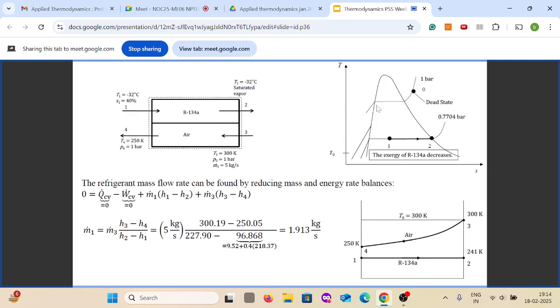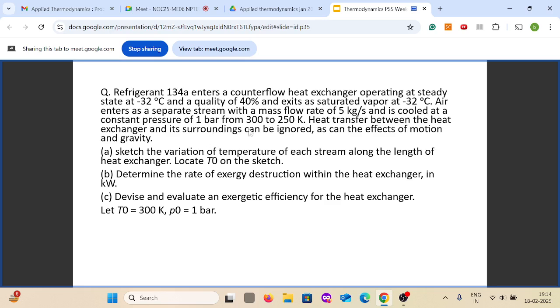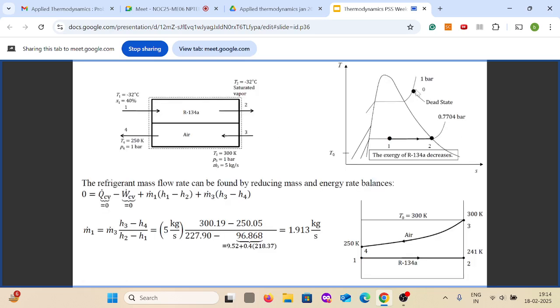If you see in a T-S diagram, we are at minus 32 here, and my dead state is at 1 bar and 300 Kelvin. So this is how the process looks for R134A. In the heat exchanger, if you look at the temperature variation, since this is a pure fluid, it boils at constant temperature. So 1 to 2 is at minus 32 degrees Celsius, constant temperature. Then air is coming in at 300 Kelvin and going to 250 Kelvin, and my dead state is this 300 Kelvin, the ambient air. So this is how the temperature will look.